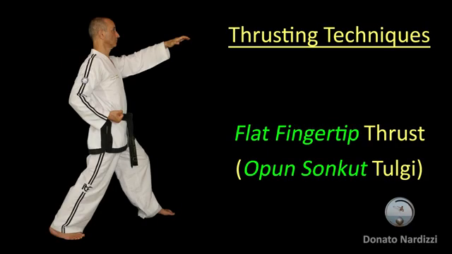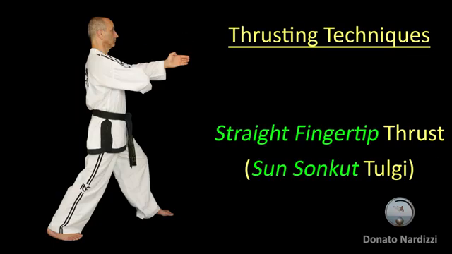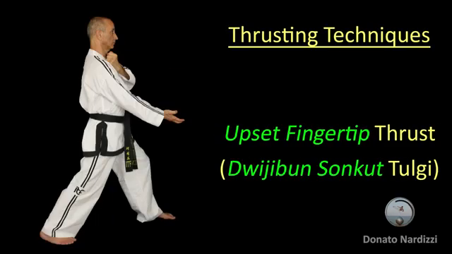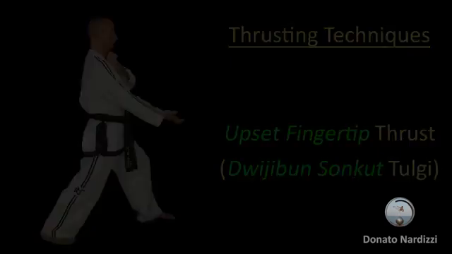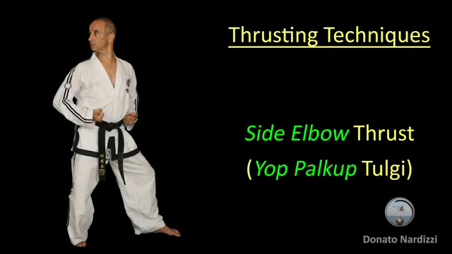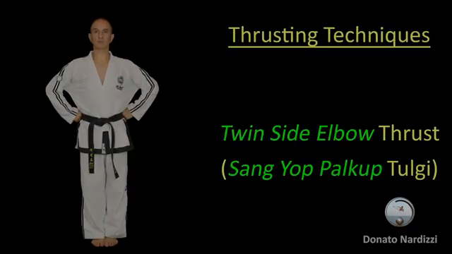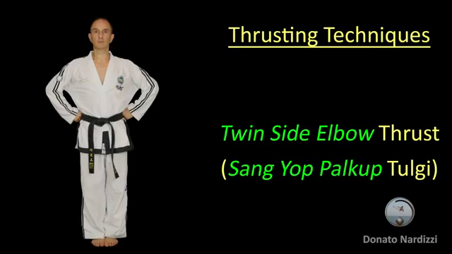Thrusting techniques. Most thrusts are just called tulgi, but the tool determines what type of thrust it is. So the text in green refers to the tool and not the name of the technique. Flat fingertip thrust, open songkut tulgi. Straight fingertip thrust, sun songkut tulgi. Upset fingertip thrust, twichibun songkut tulgi. Side elbow thrust, yop palkut tulgi. Twin side elbow thrust, sang yop palkut tulgi.